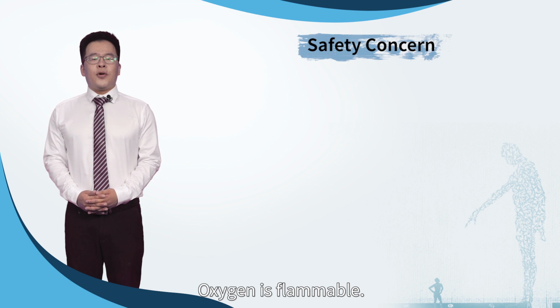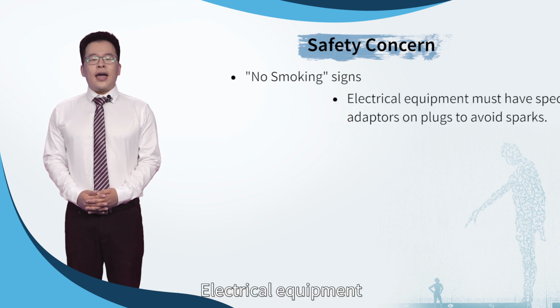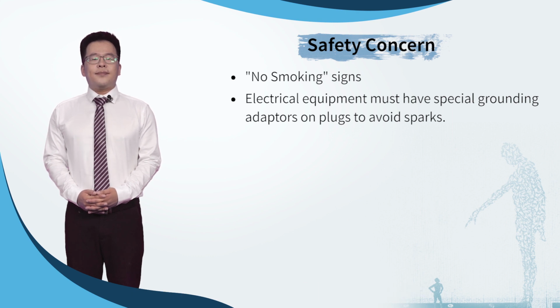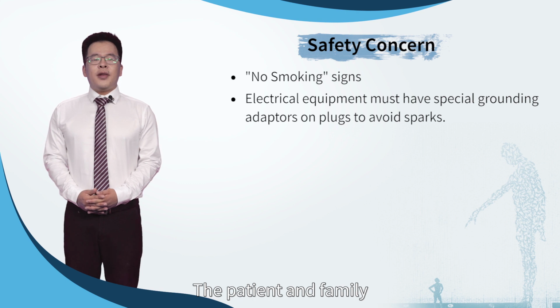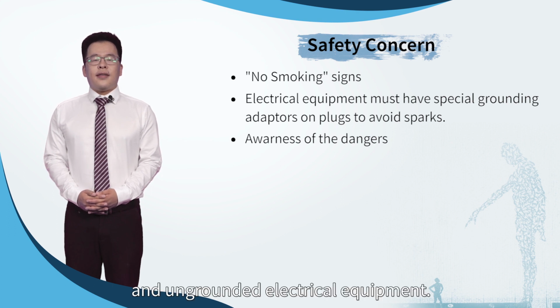Oxygen is flammable. No smoking signs should be posted when the patient is receiving oxygen. Electrical equipment must have special grounding adapters on plugs to avoid sparks. The patient and family should be warned of the dangers, such as exercising care when using oxygen near stoves, portable heating units, and ungrounded electrical equipment.